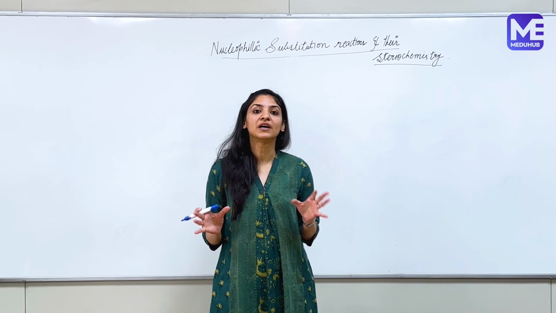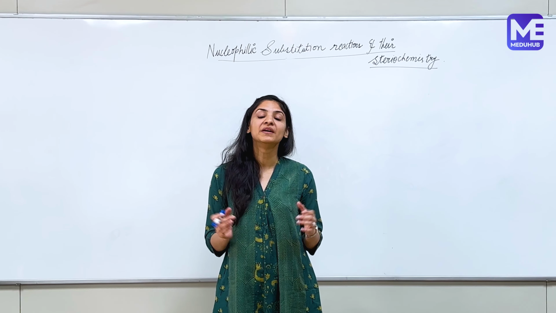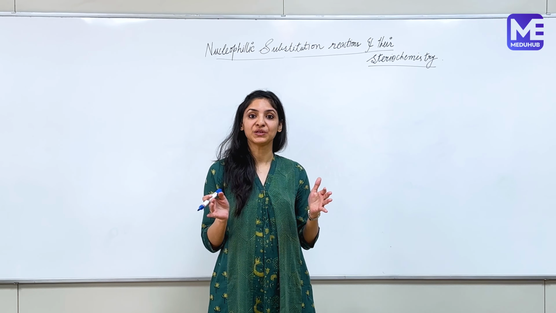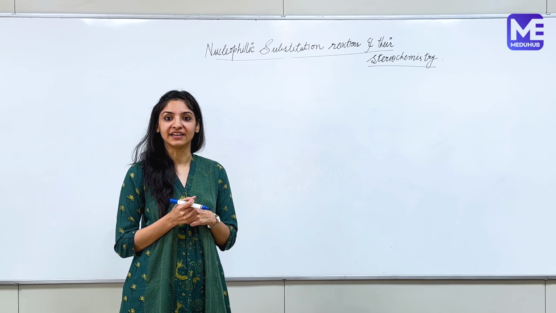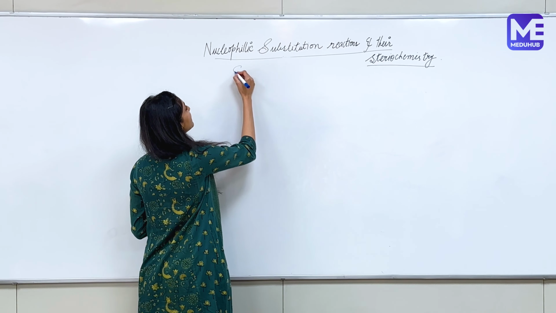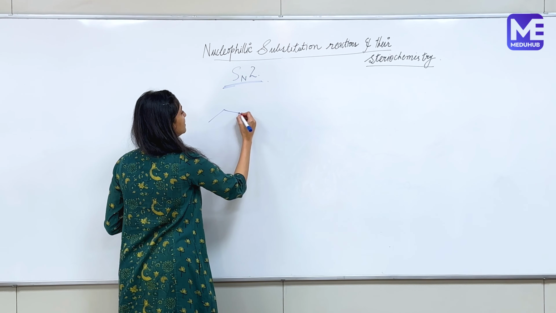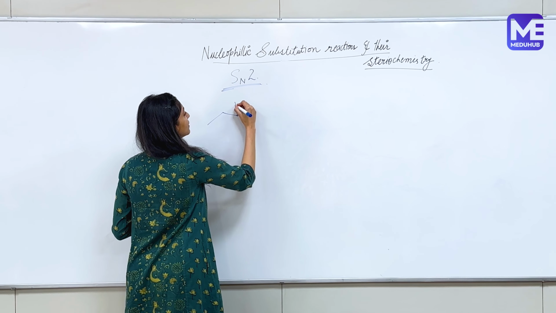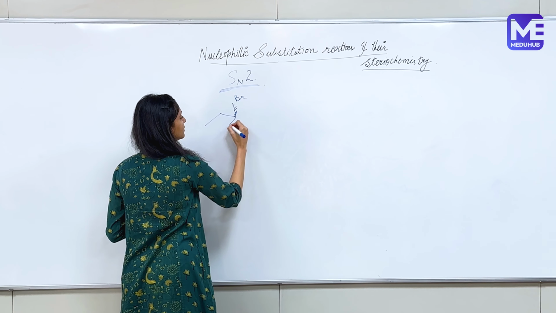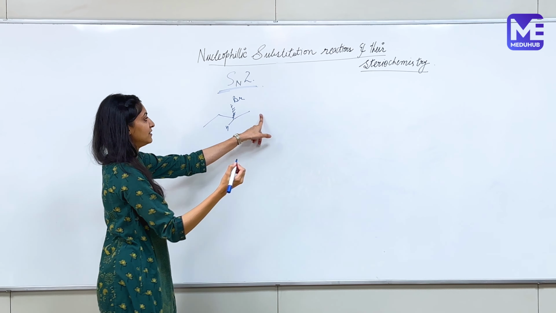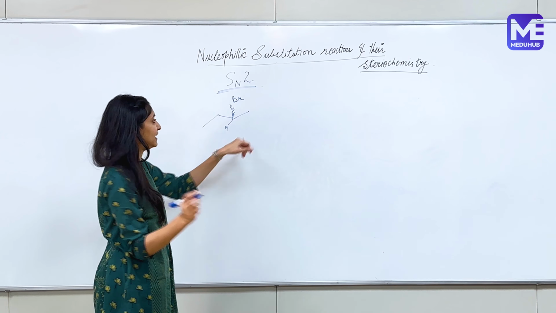So we understood how in an SN1 mechanism, the products are a racemic mixture when an optically active alkyl halide is used. Let us see what happens when we have an SN2 mechanism. We'll take the same example. Bromide is here, this hydrogen is here, and CH3 is here. This is also a 2-degree alkyl halide.